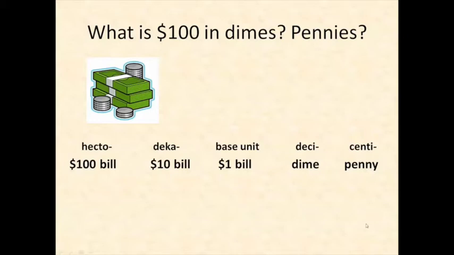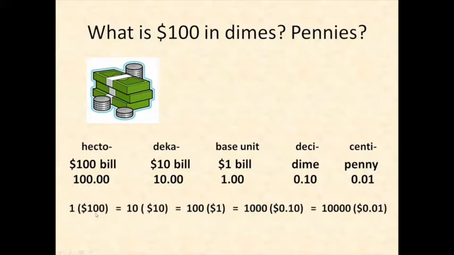For example, here I've got $100. I'd only need one of those to make $100. So 1 times 100 equals 10 groups of $10 bills, equals 100 groups of $1 bills, equals 1,000 groups of dimes, equals 10,000 groups of pennies.